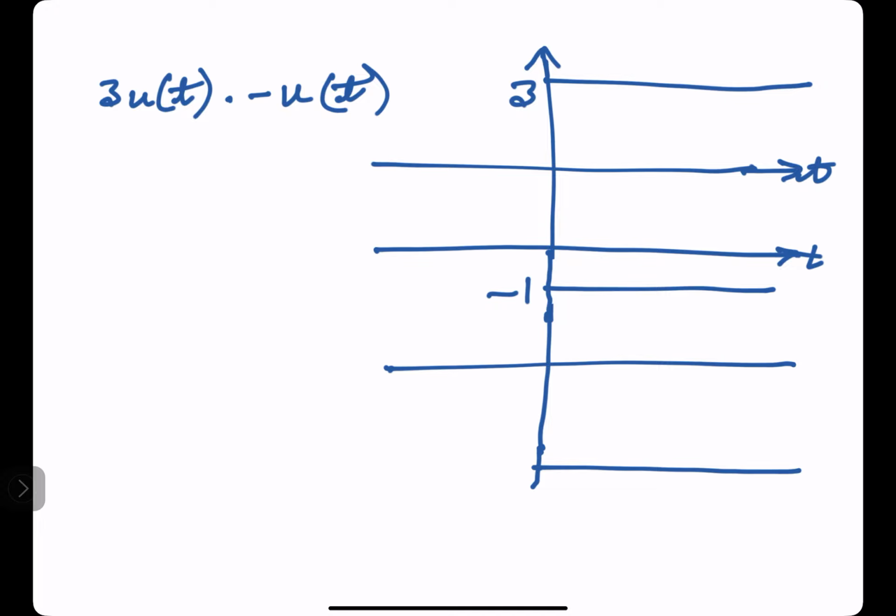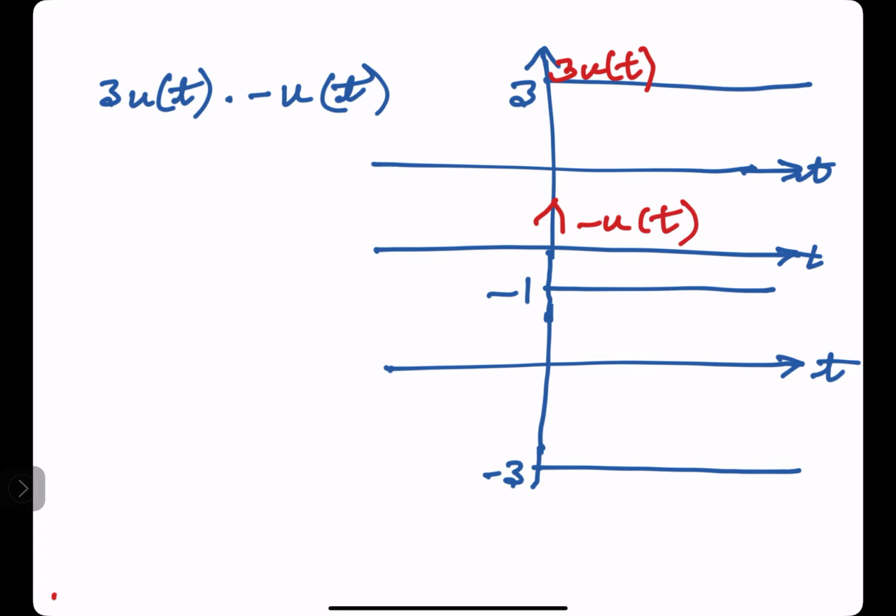So next operation is signal multiplication. So here the same signal what we had discussed earlier, that is 3 u of t and minus u of t. The same signal we will use for signal multiplication. This is 3 u of t, we had plotted here. And here the signal is minus u of t.